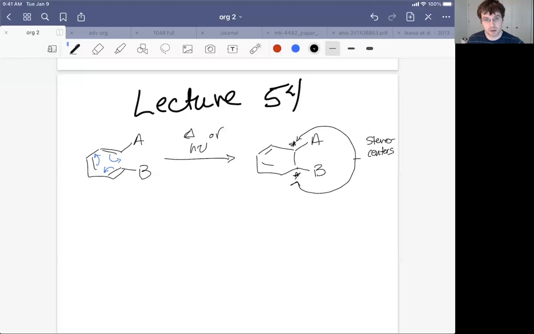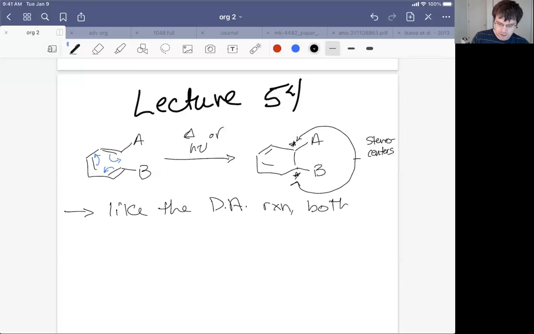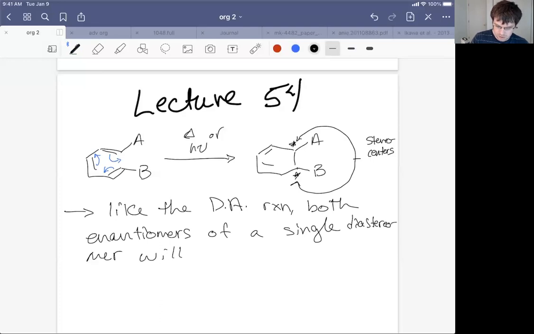Now, what is the stereochemical outcome here? Are these wedges, dashes, that sort of thing? Well, it turns out that like the Diels-Alder reaction, both enantiomers of a single diastereomer will be formed. Now, additionally, because the product is a ring system, we can kind of further narrow down the stereochemical possibilities.